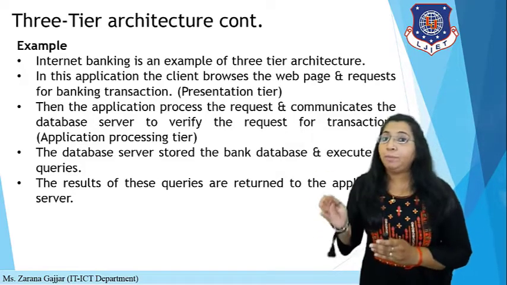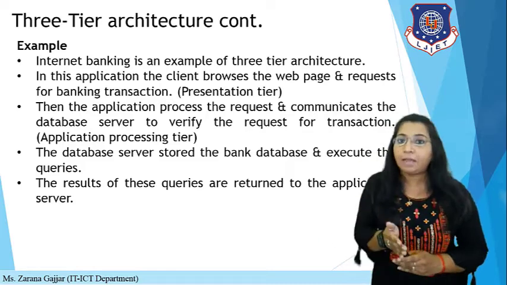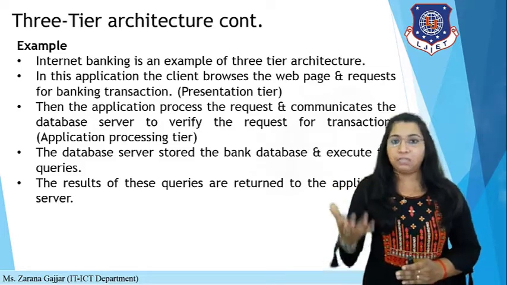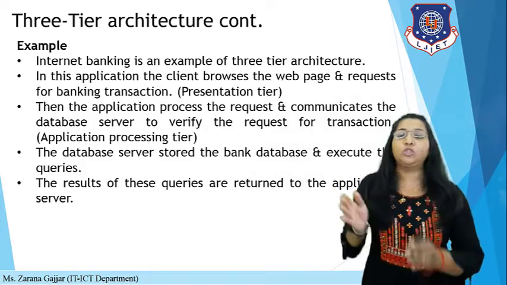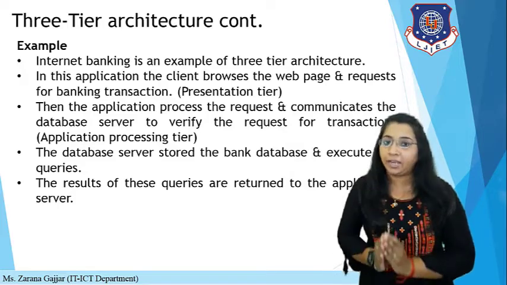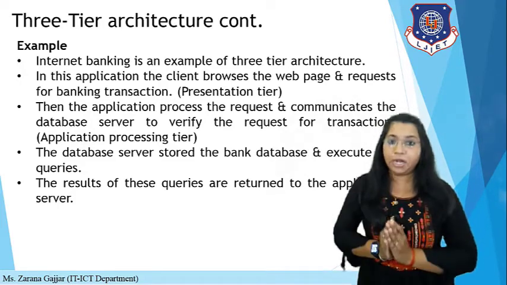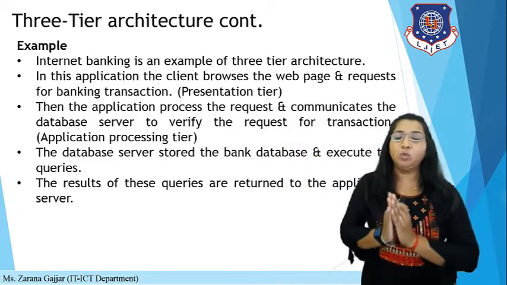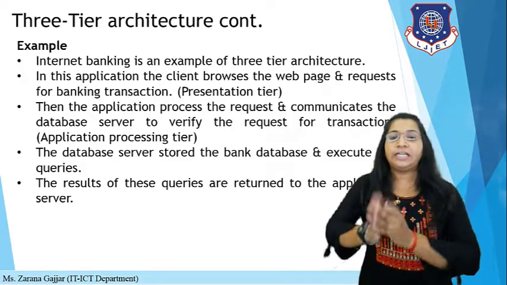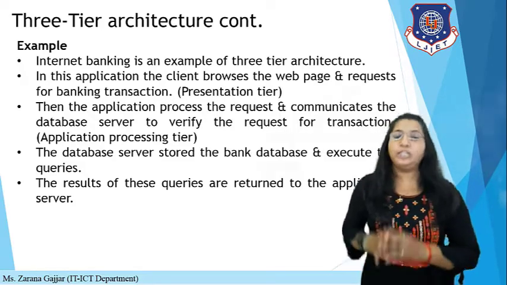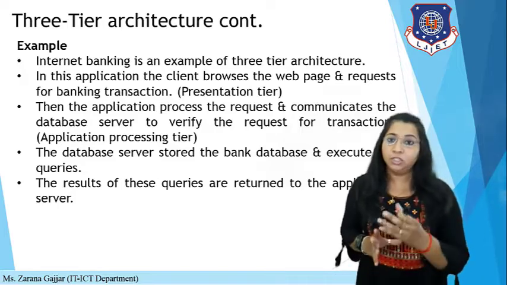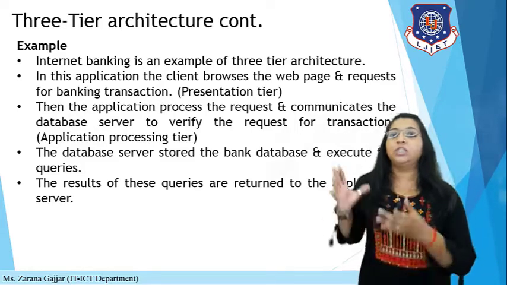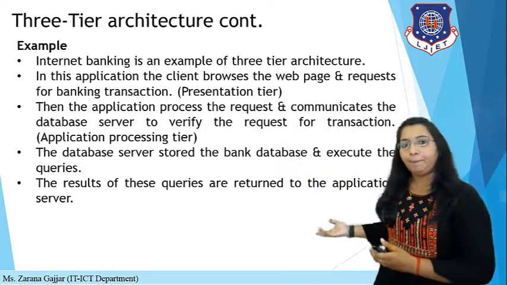Then the application processes the request and communicates with the database server to verify the request for the transaction. If I enter my username and password, it will verify with the database. So here the application processing tier comes into the picture, and it acts as a middleware. Once I have entered my username and password, it will validate them, meaning whether the information given by me is right or wrong. Based on this it will display messages. The database server stores the bank database and executes the queries, and the results of these queries are returned to the application server.